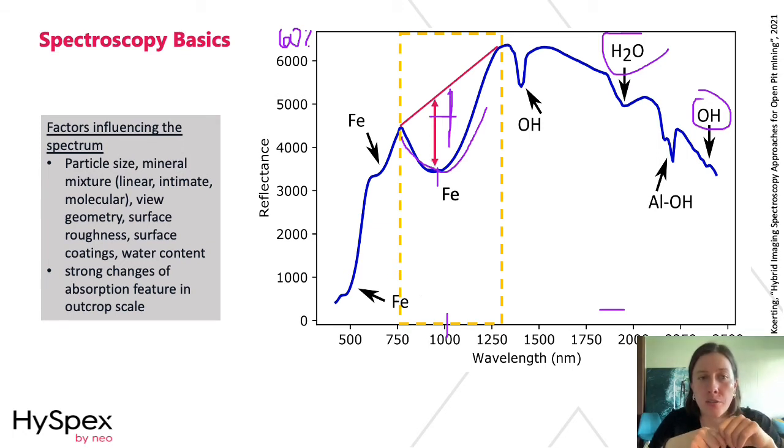And then we have to keep in mind that there will be some strong changes of the absorption features at the outcrop scale, mainly because we're introducing atmosphere between our camera and our sensor, and this is a lab spectrum here.